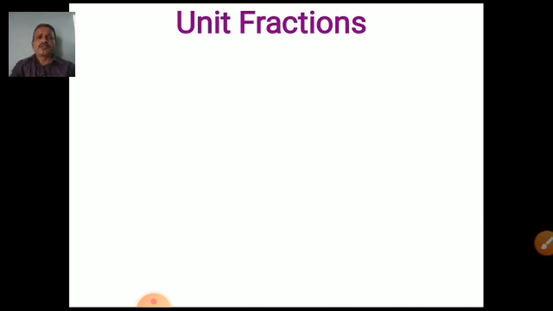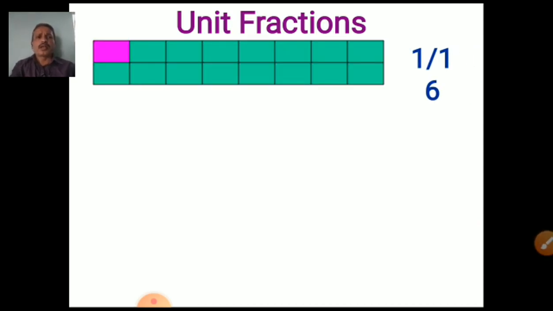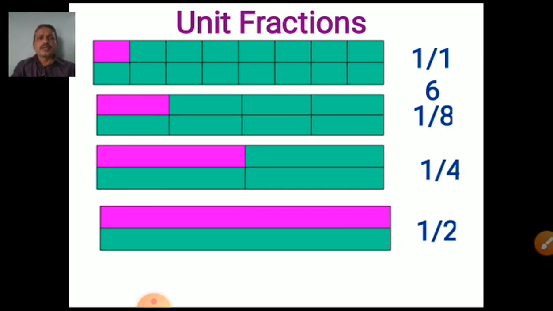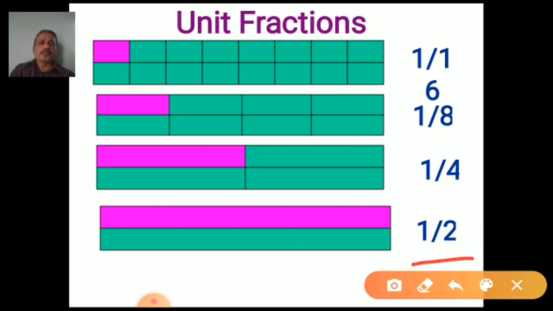Unit fraction, a simple one. Whatever numbers are given, we have to take only one part. See here, 2 parts are given, 2 parts are divided and 1 is selected, that means 1 upon 2. Here 4 parts, 1 part is selected. Here 8 parts, 1 part is selected.